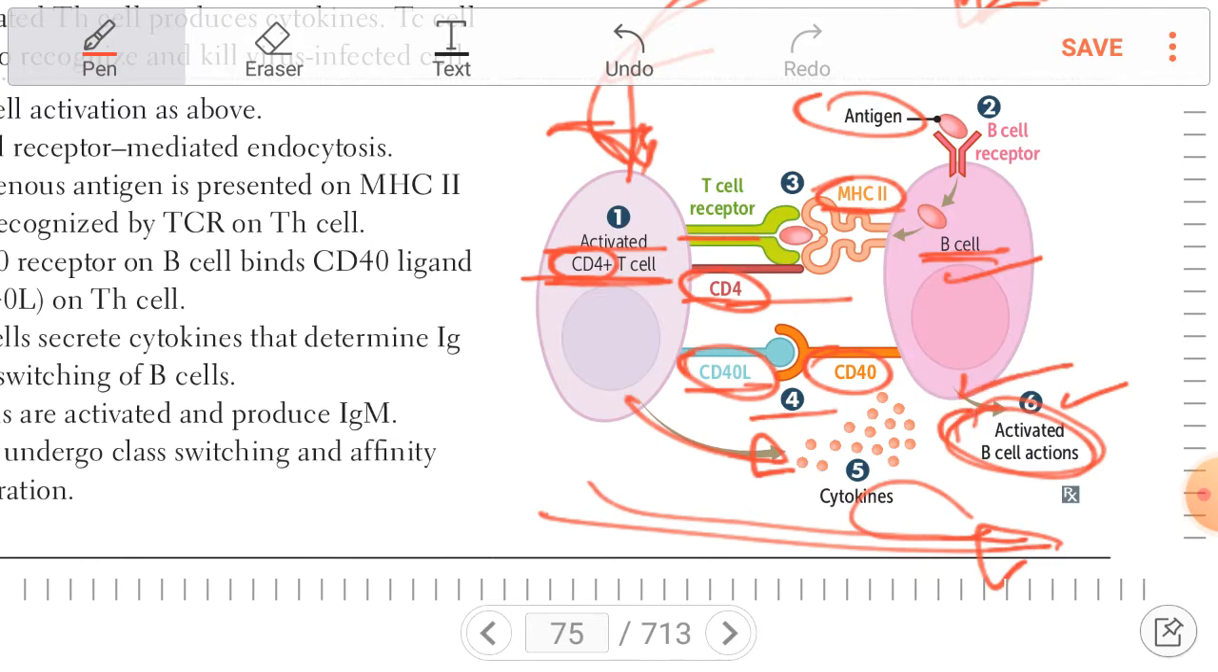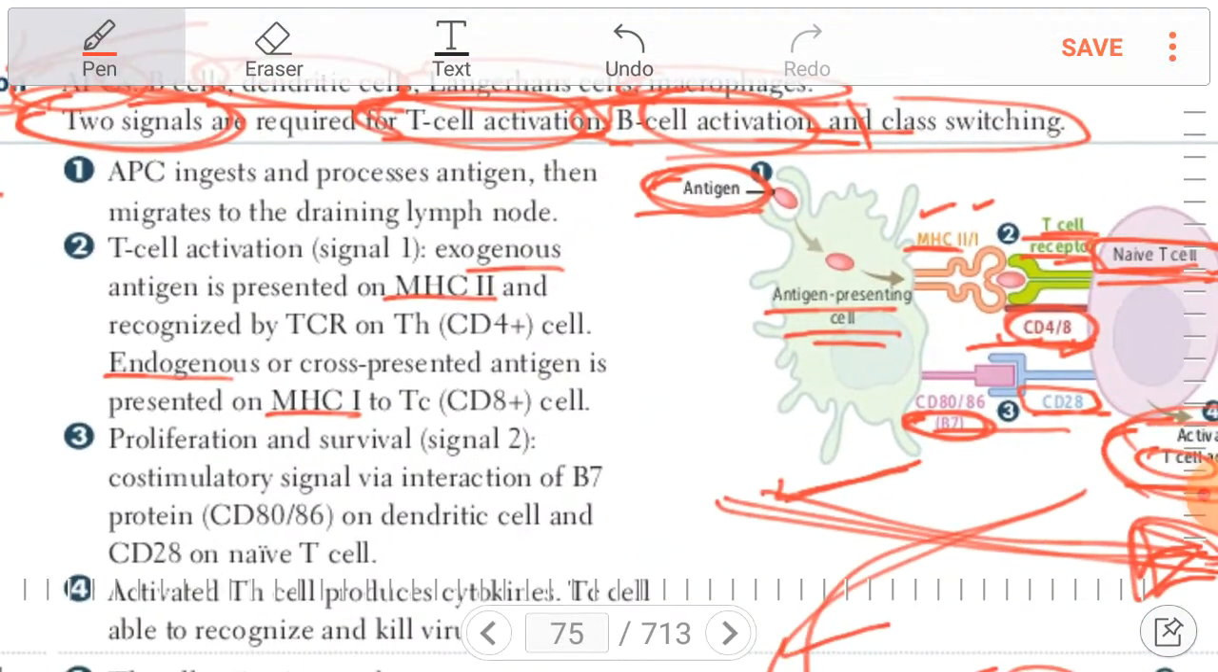So where is the class switching? By releasing of these cytokines from CD4 T helper cells, leading to class switching of immunoglobulin released from these activated B cells. So again, in this pathway there is activation of B cell by binding of CD4 T helper with B cell, plus there is class switching by releasing of cytokines from activated CD4 T helper cell, which will lead to class switching of immunoglobulins that are released from the B cell.